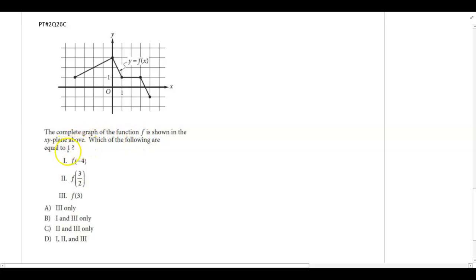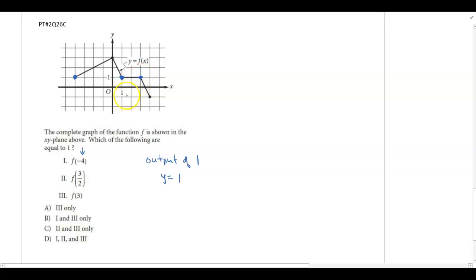And the last one, the complete graph of the function f is shown in the xy plane above. Which of the following are equal to 1? So notice here, they're all giving you the name of the function, and then these represent the inputs. So what we want to do is find out which x values give us an output of 1. So an output of 1 means where are the y values equal to 1?